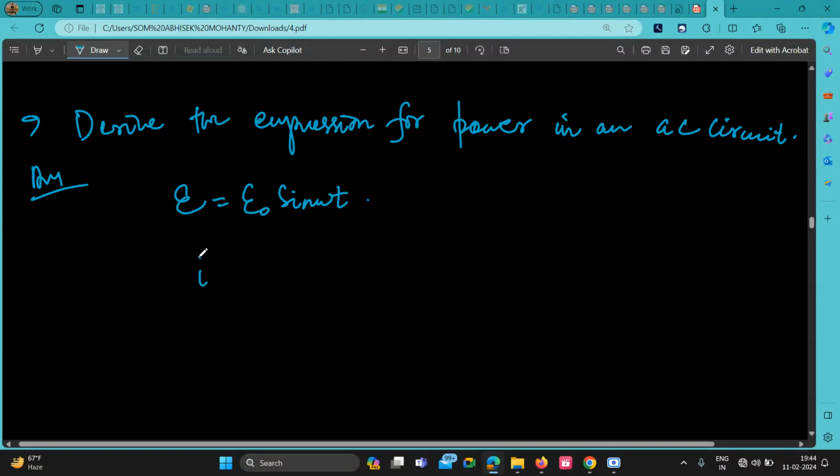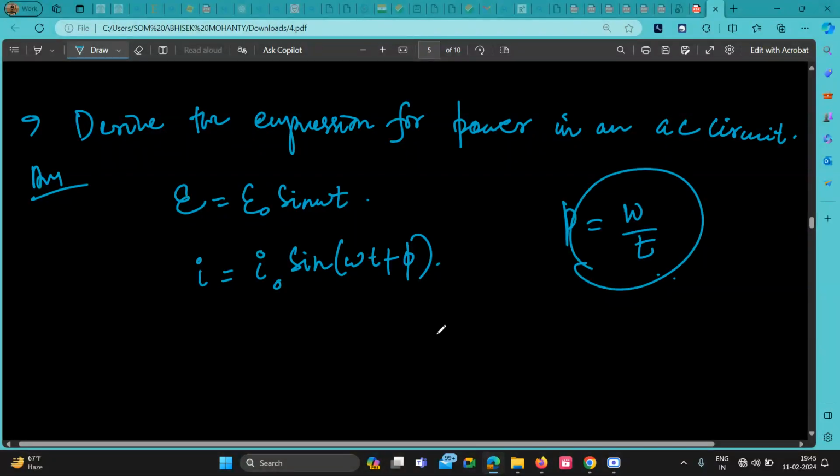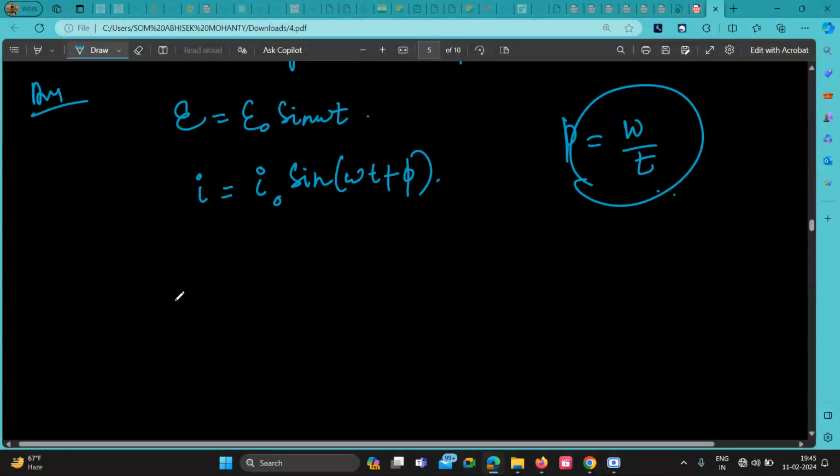So current will be what? Current always has some phase difference: I naught sine omega t plus phi. So your power is how much actually? Work by time. But here we have to find the power in an AC circuit, so for that we first have to find out work. So dW is equal to what? E I dt.